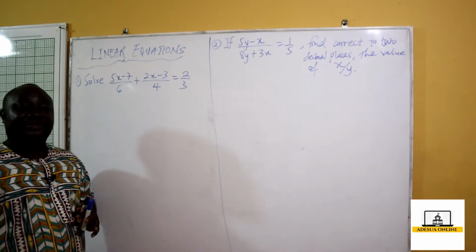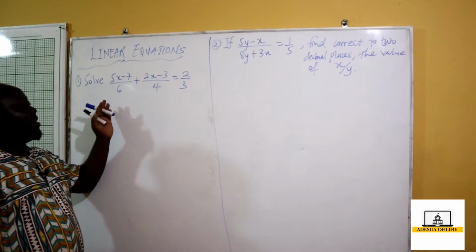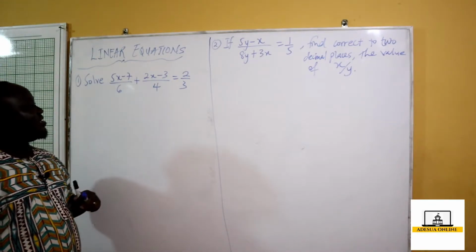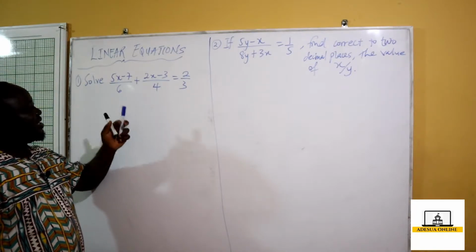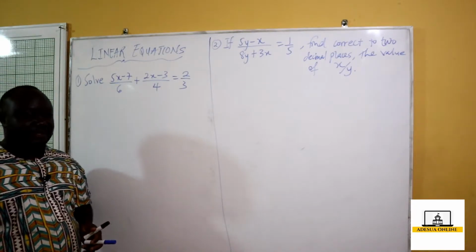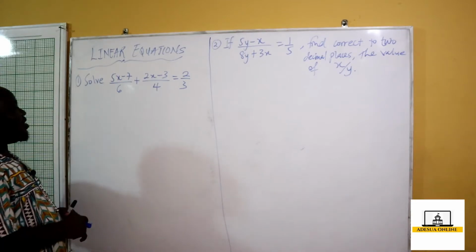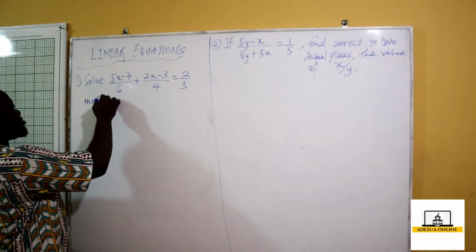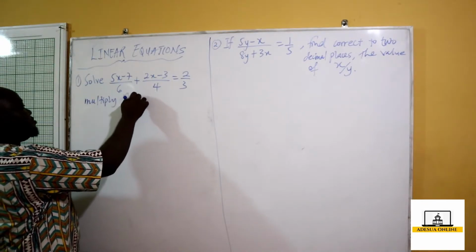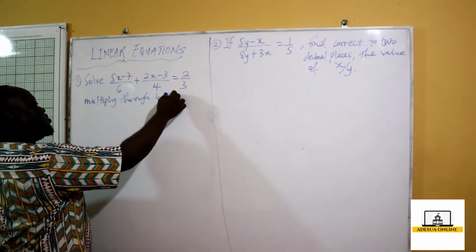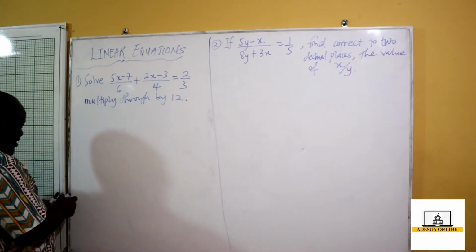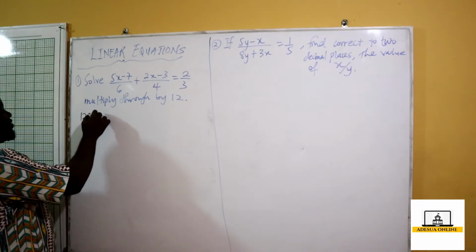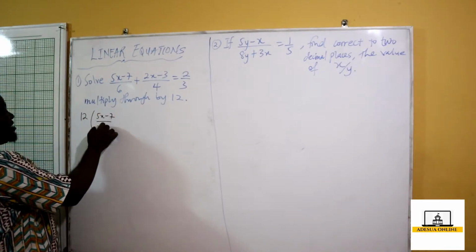So whatever we are going to do to one term, we are going to do to all of them. Now, our LCM is what? We have 6, 4, and 3, so our LCM can be 12. So we are going to multiply through all the 3 terms by 12.